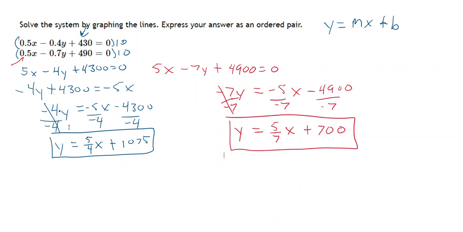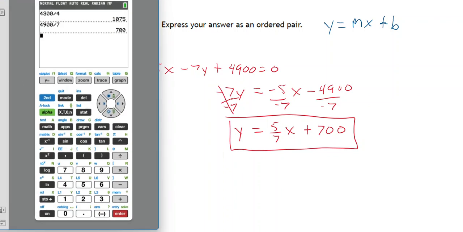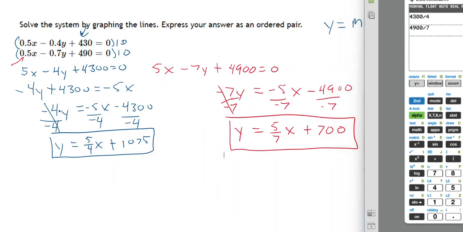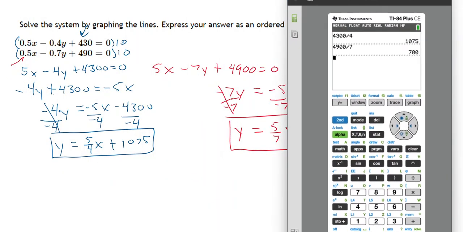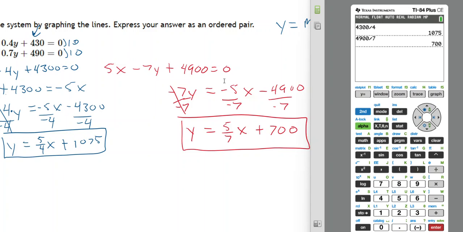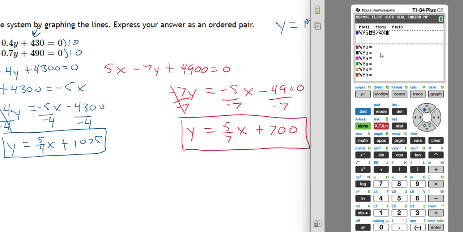Well, we can use our graphing calculator. It's probably going to be the easiest way. So if you get probably your TI-84, you might have a TI Inspire, or maybe some other calculator. But let's graph both of these now. So I'm going to hit y is equal to, clear out any old equations, and then we've got 5 over 4x plus 1075. All right, so that's my first line here.